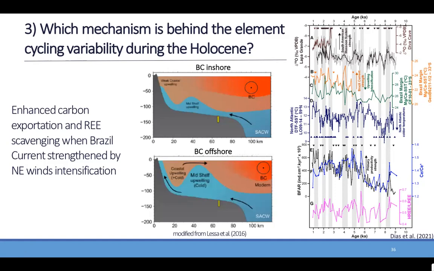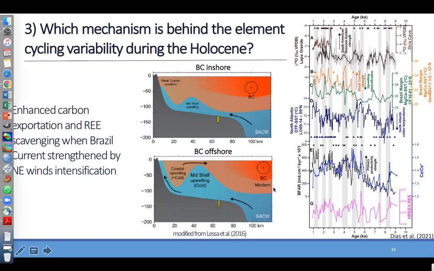So we have an increase in sea surface temperature, so we have an increase in the Brazil Current strength, and also the Brazil Current strengthening moves it offshore in relation to your core. And then we have this upwelling process occurring. So this is matching exactly our variability here that we are seeing with the peaks here in orange and also the Bf/Ca.